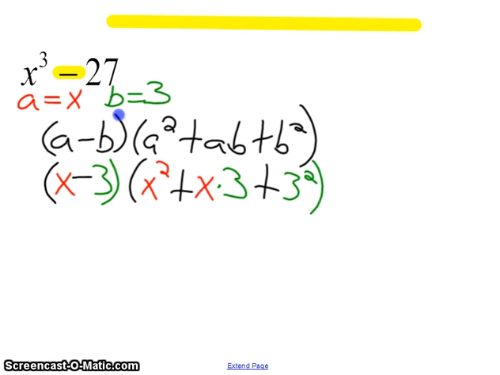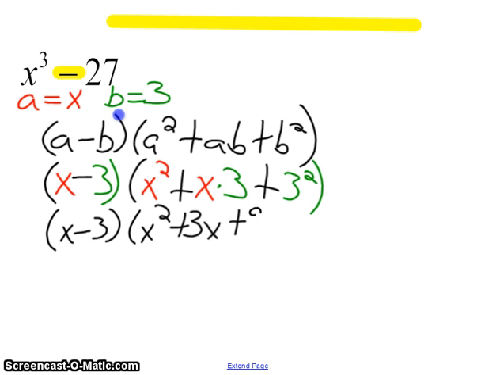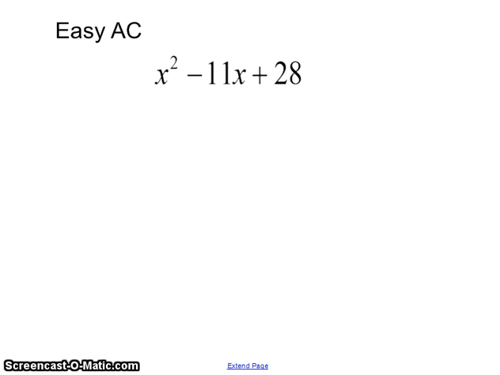All right, now I'm going to simplify what's in the second parentheses. X minus 3 times x squared plus x times 3 is 3x plus 3 squared is 9. Okay, that's a reminder of how to factor using the difference of cubes. Next problem.